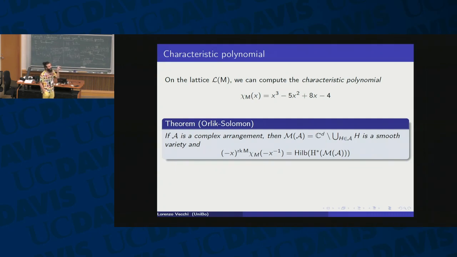But we can compute this characteristic polynomial for every matroid, not just hyperplane arrangements. And it turns out that this polynomial has some nice combinatorial properties.